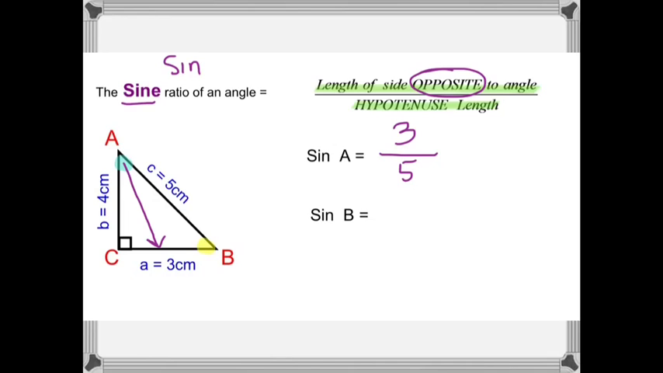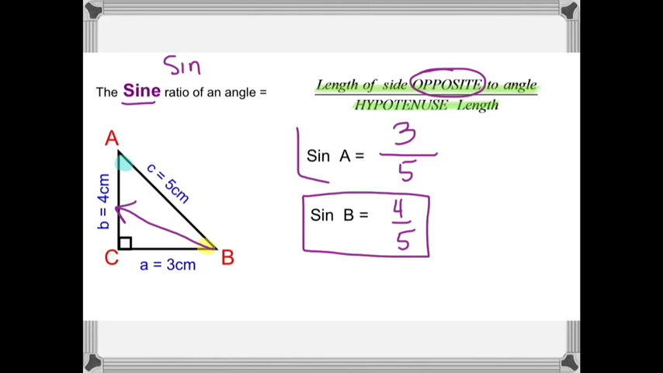Now if instead I focus on B, then the opposite's going to be different. The opposite's going to be the leg that's right across from B, so that's going to be this one. So the sine of B is going to be 4 over 5, because 5 is always the hypotenuse. Okay, so those are the two. So if someone says sine of an angle, you just are looking for the ratios of side lengths.